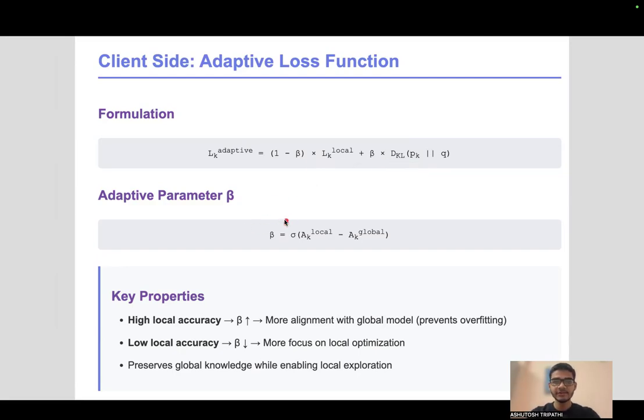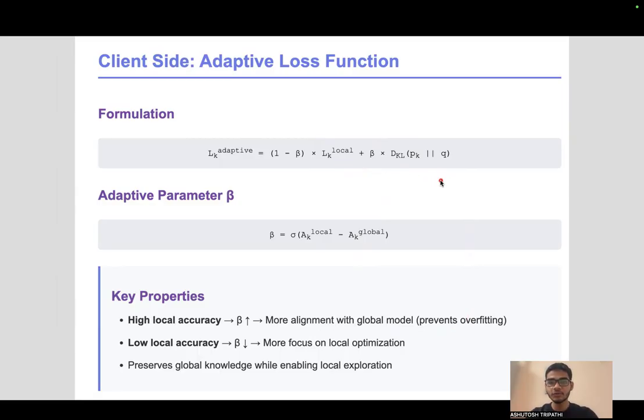Right. So let's talk about this dynamic parameter beta. This is defined as the difference between the local model accuracy after the local training and the global model accuracy. This difference passed through a sigmoid is beta. See, if beta is large, that means the local model's accuracy is greater than the global model's accuracy. So you will notice this term will diminish or tend to zero, and we will have this term. So we are having more alignment with the global model. We are not focusing much on the local training part.